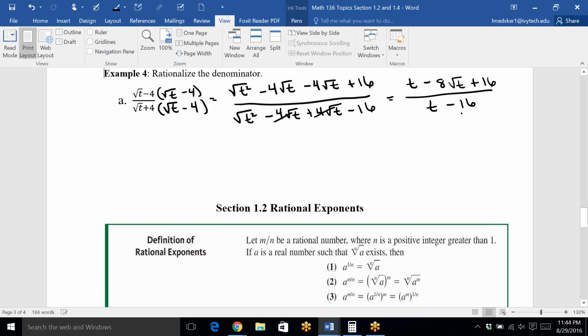Now you cannot cancel anything because these all are separated by plus or minus, but you no longer have a radical in your denominator.